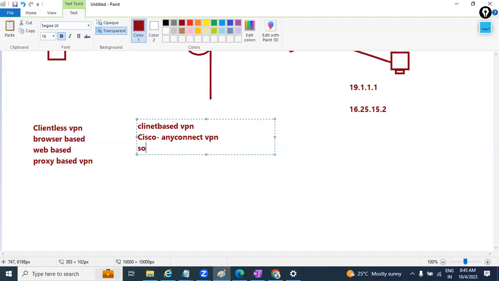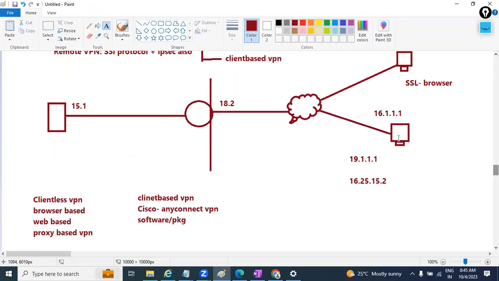AnyConnect is kind of a software, or you can say package. This is software or a package which you have to install on your PC. This is in the context of Cisco I'm talking about. In the context of Palo Alto, it has a different name. In Checkpoint, FortiGate, different vendors, different softwares. So in the term of Cisco's, what is its name? Its name is AnyConnect.